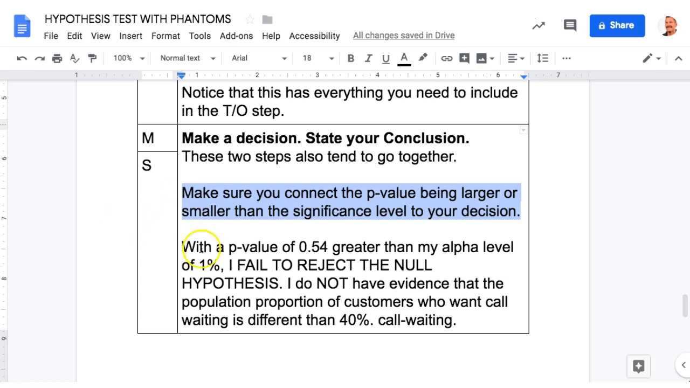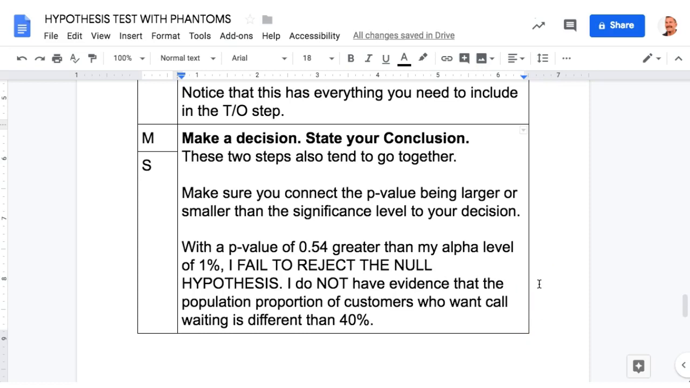So here's what I mean. With a p-value of 0.54 greater than my alpha level, there's my linkage between the p-value and the alpha level. Here's my decision. I fail to reject the null hypothesis. And then here's my conclusion. I do not have evidence that the population proportion of customers who want call waiting is different than 40%.